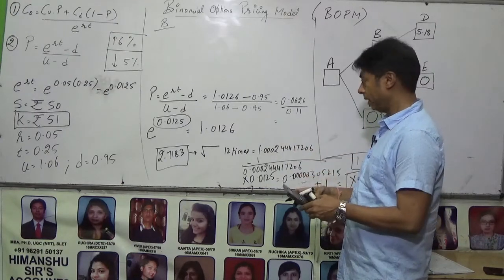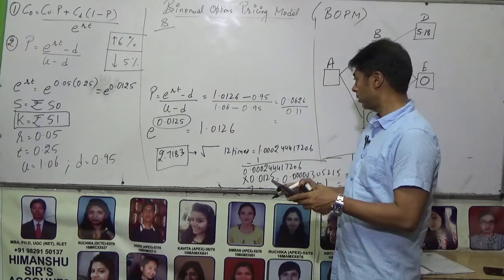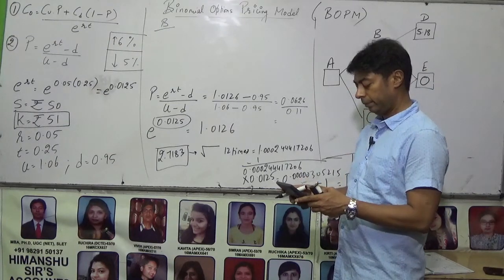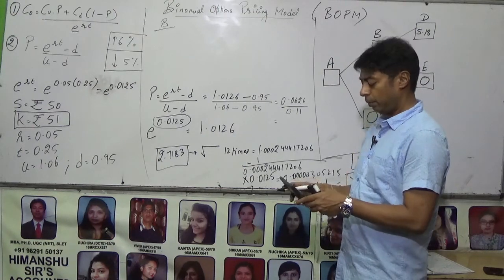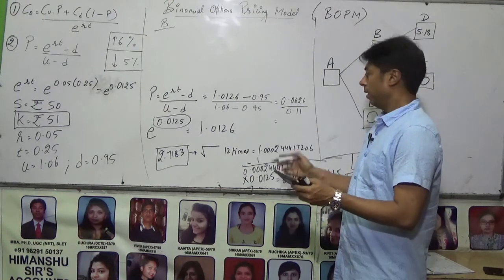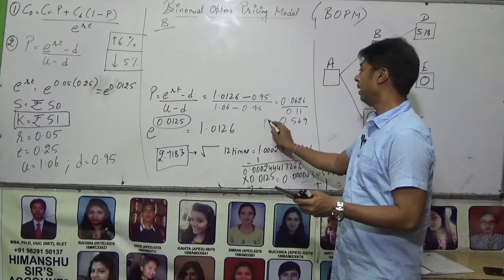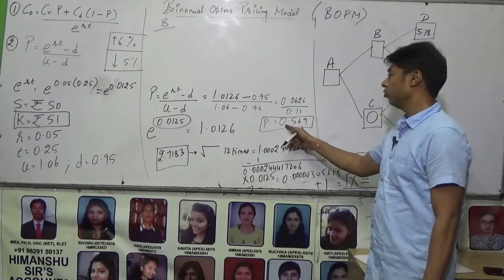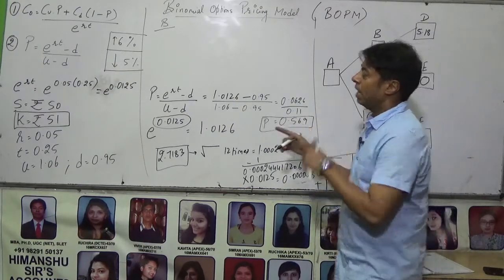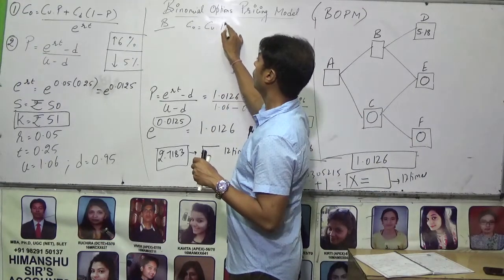Ultimately, you will get 0.626 minus, divided by 0.11. It is equal to 0.569. So we get the value of P, the probability function over here, is giving you 0.569. Now we have to make use of this P in our main formula.